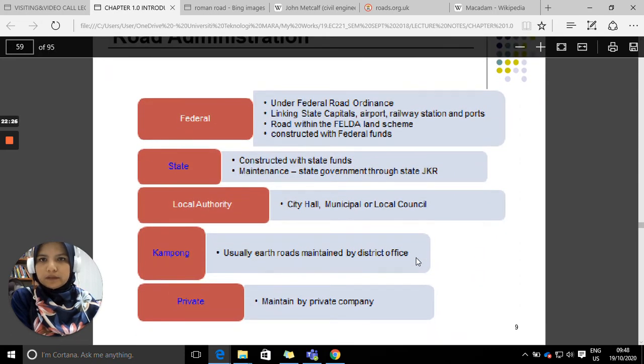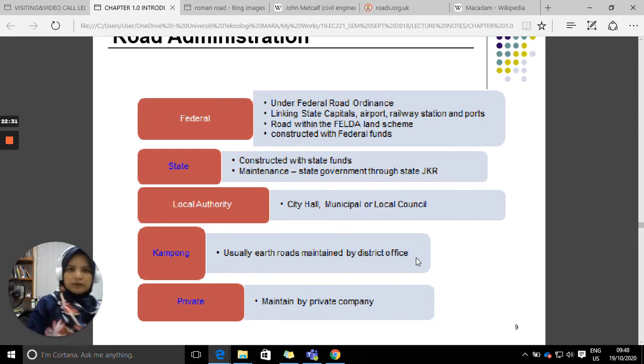Okay, road administration, federal, alright. This is all part under JKR and the HQ, under Federal Road Ordinance, linking state capitals, airport, railway station and ports. Road within FELDA is also under federal, constructed with federal funds. So if it is under JKR, there are federal funds and there are state funds, two different funding, right? And the road is being classified as different categories in terms of the administration power.